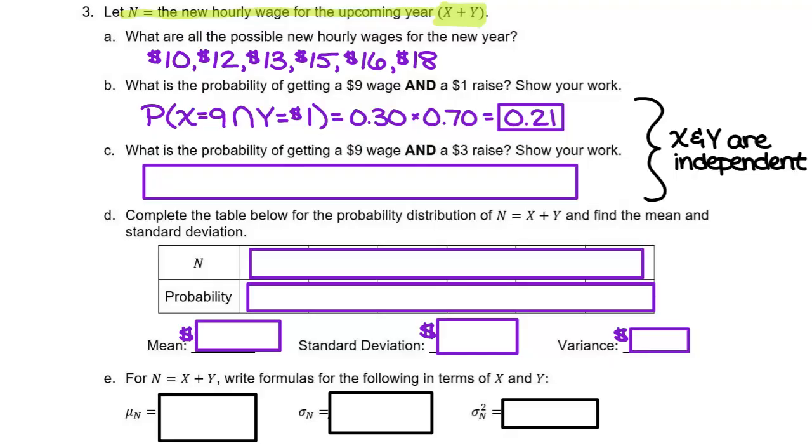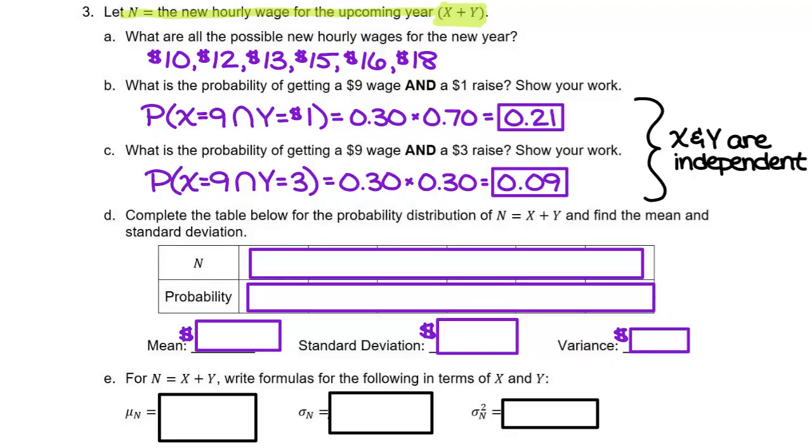Think about how we did the one up above. $9 starting salary and a $3 raise. 0.09. We would take the probability that somebody makes $9 an hour, which is the 0.3, times the probability that they get a $3 raise, which is also 0.3, and we get 0.09.